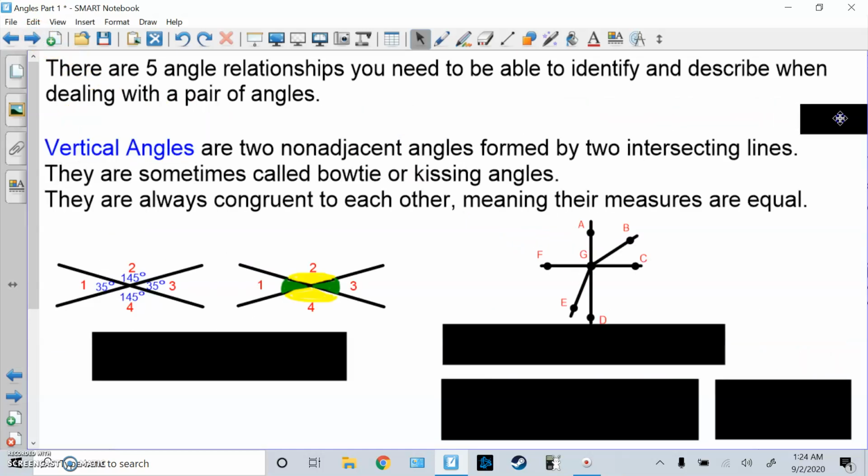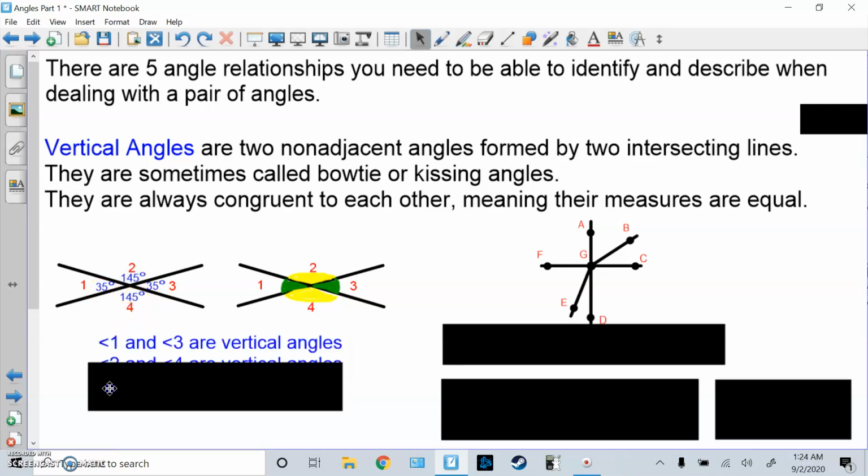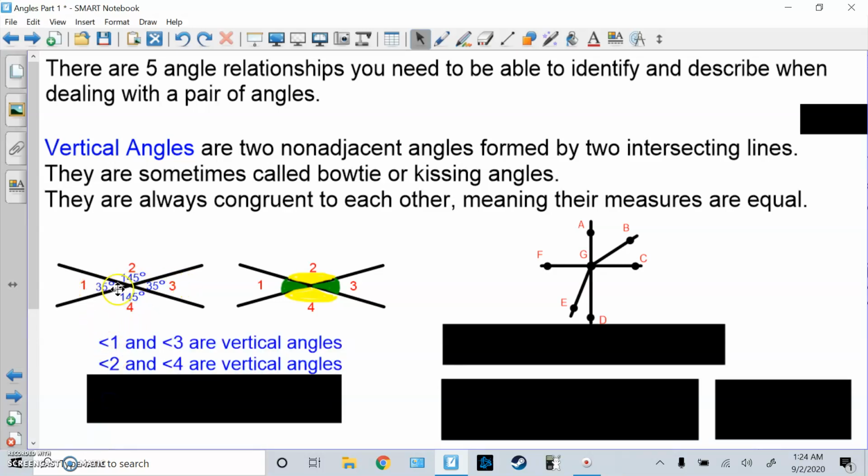Alright, then we have vertical angles. Vertical angles are two non-adjacent angles formed by two intersecting lines. They are sometimes called bow tie or kissing angles, and they are always congruent to each other, meaning their measures are equal. So these are the same picture, I just had some coloring here. But notice, 35 degrees, 35 degrees. They're the same. 145 degrees, 145 degrees. They're the same. So angle 1 and 3 are vertical, and then 2 and 4 are also vertical. So there's two pairs of vertical angles here.